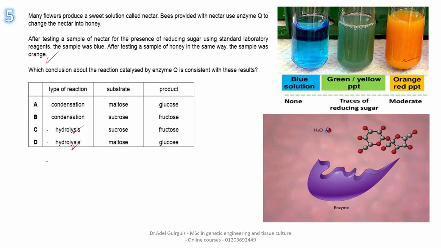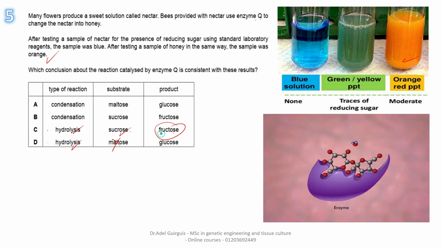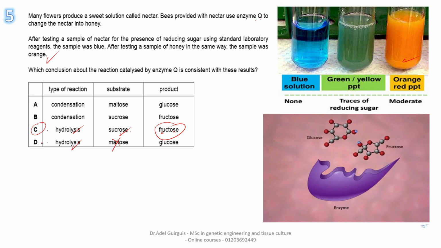So the answer is C or D. The substrate was a disaccharide but non-reducing. Which one? Sucrose is non-reducing, while maltose is reducing, so this is wrong. After treatment with enzyme Q by bees, sucrose changed into fructose and glucose, digested. Even with the word order here, fructose or glucose, the answer is C. Okay? The answer is C.